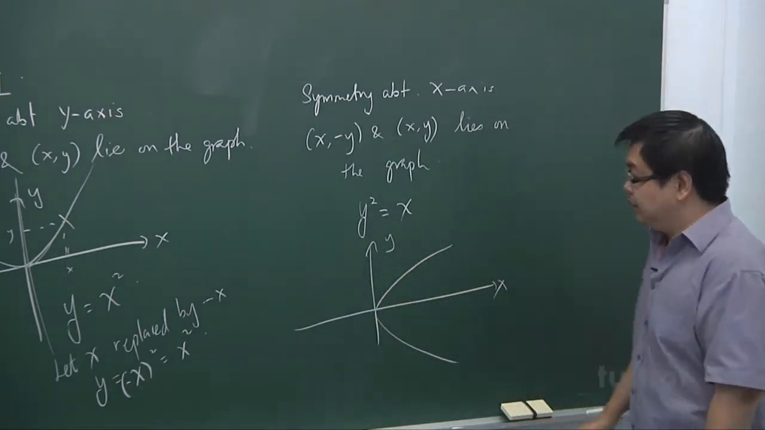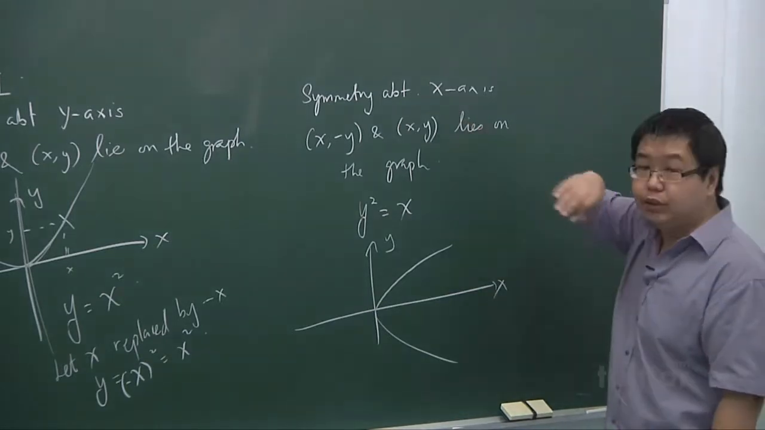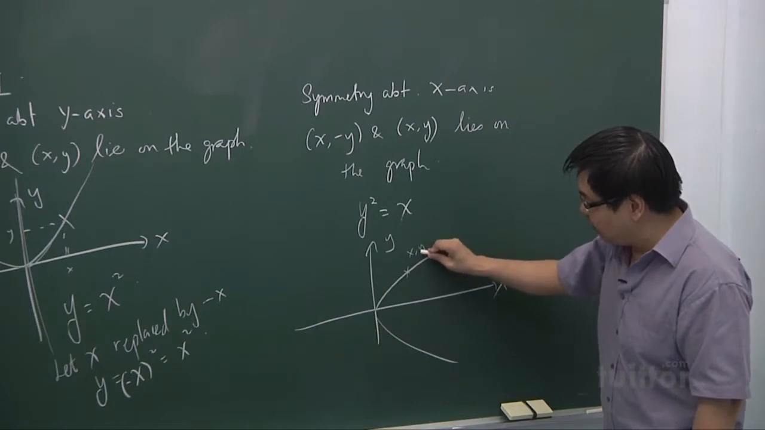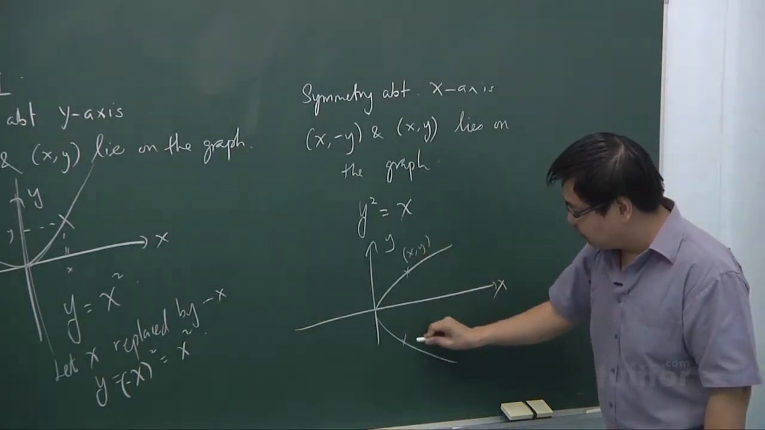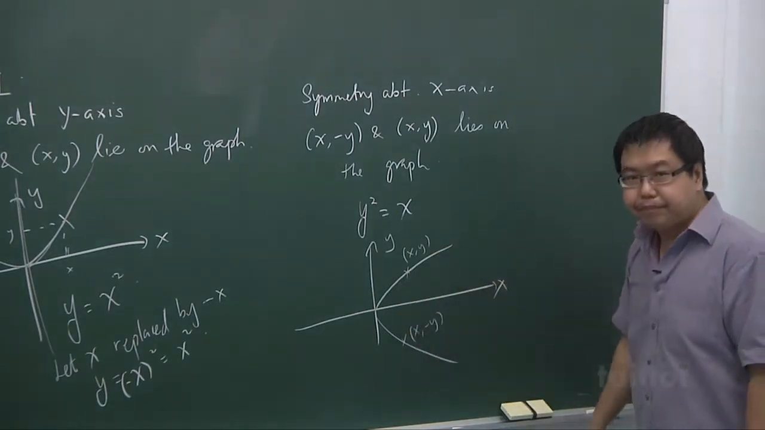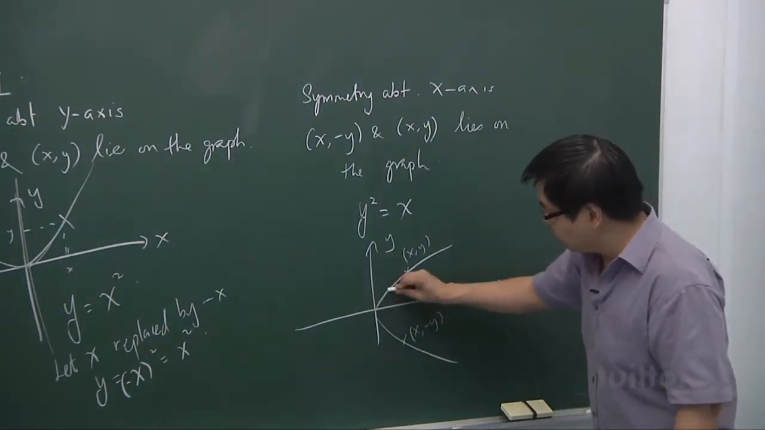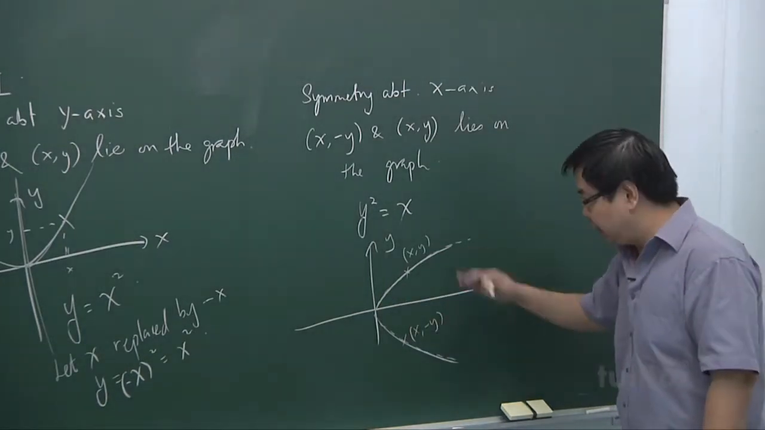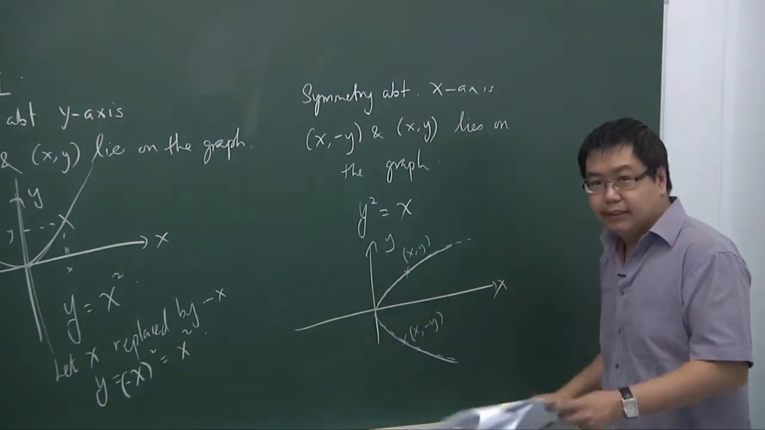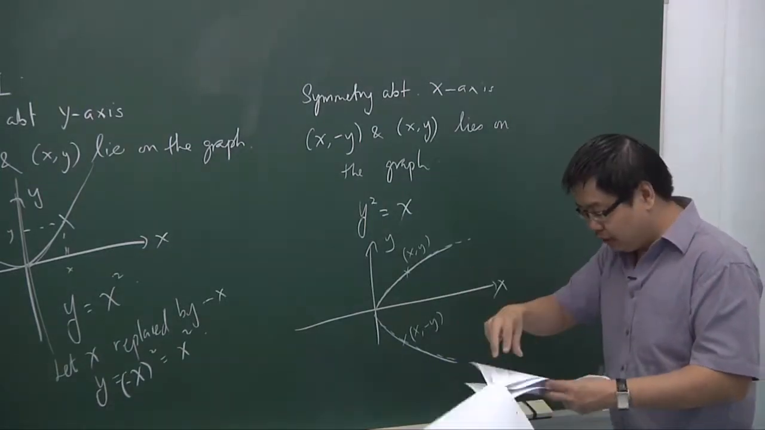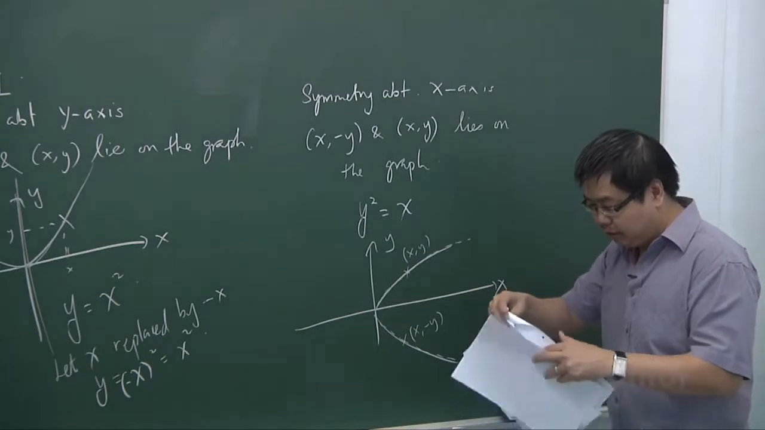Okay. Now this is an example of symmetry about the x-axis, because a point here, which is (x, y), and a point here, which is (x, −y), lie on the same graph. So once you know this part of the graph, you can obtain the other part of the graph by a reflection about the x-axis. So that is the symmetry about the x-axis. Two more symmetries that I would like to introduce in this video clip as well.